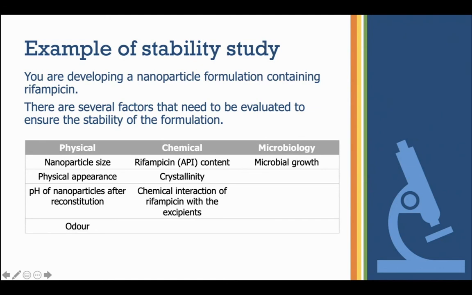Chemically, the API content has to be maintained. The crystallinity means that the drug, whether it is in the crystalline form or in the amorphous form, has to be maintained as it is. There shouldn't be much change. And the chemical interaction of rifampicin with the excipients in the formulation also has to be maintained. So these are the chemical parts. For the microbiological part, we have to make sure that the microbial growth is minimal or absent. We wouldn't want any microorganism to grow during storage.